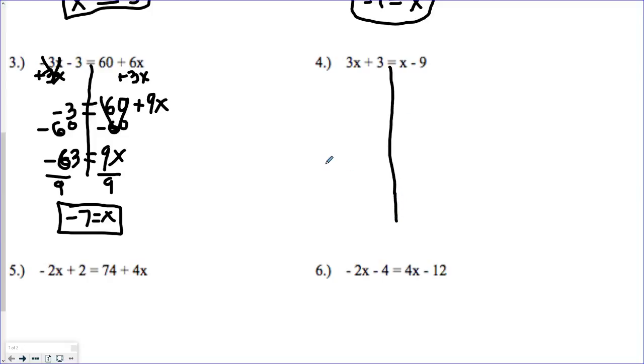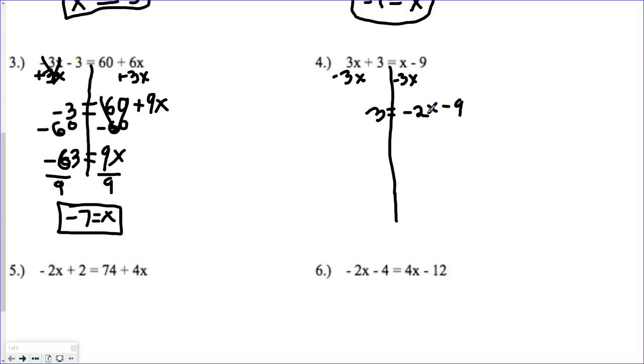Now, just to show you that it works the same way on both sides, I'm going to do the reverse of what I did last time. I'm going to move the bigger x rather than the smaller x first, just to show you that it can work either way. So I'm going to move the 3x here by subtracting it because it is a positive 3x. Minus 3x here. I get 3 is equal to negative 2x minus 9.